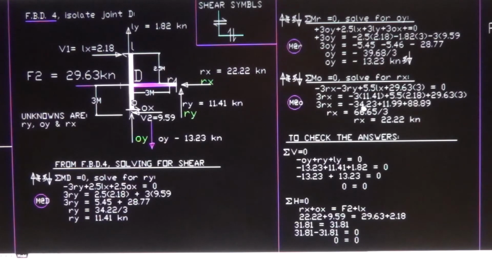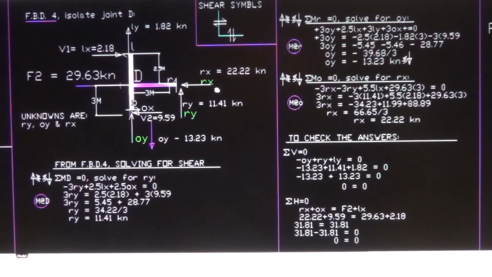3RX now is negative 34.23 plus 11.99 plus 88.89. Work this out together, it becomes 66.65 divided by 3. RX now is 22.22 kilonewton, and the direction of RX is correct.